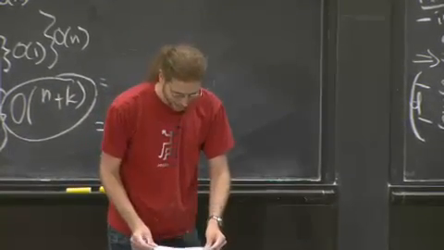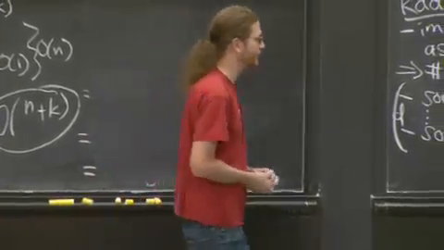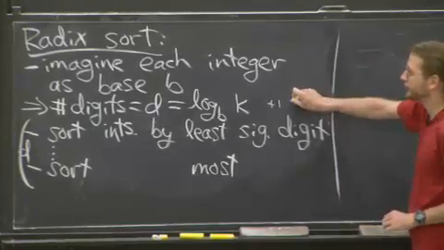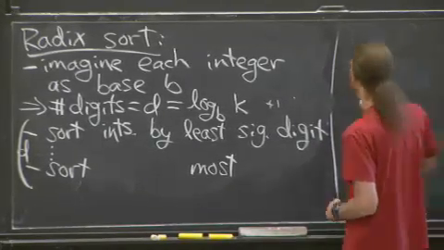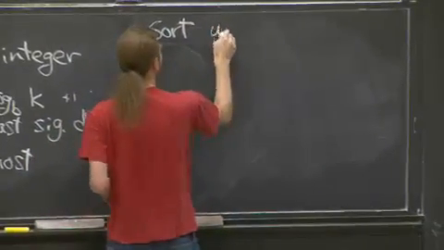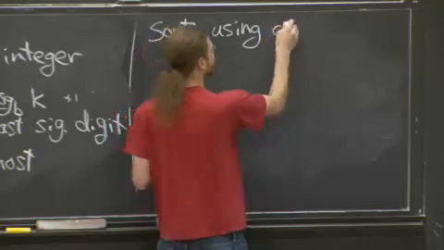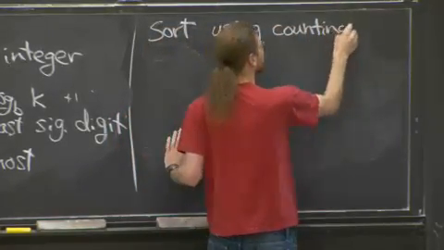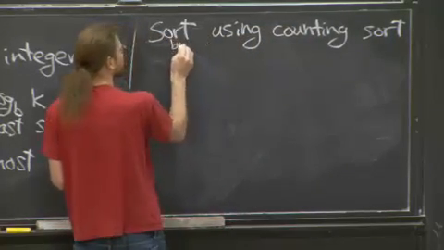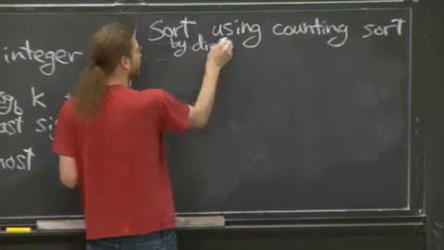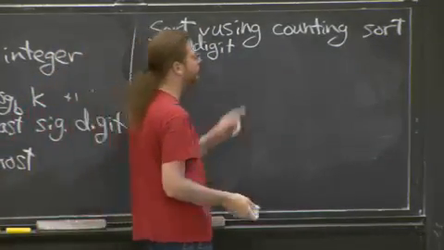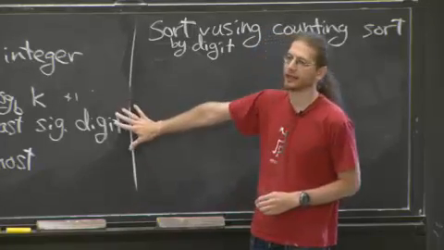I don't have a ton of time for an example. Let me first analyze the algorithm. We'll see if we have time for an example. So there are d digits. Oh, and I'm going to sort by digit, each of these sorts using counting sort. So how long does it take to sort using counting sort in this setting?